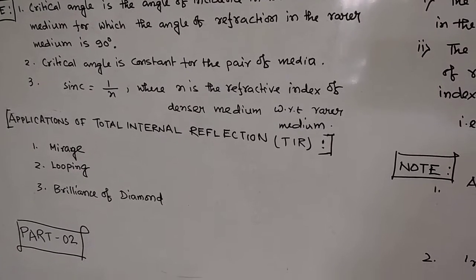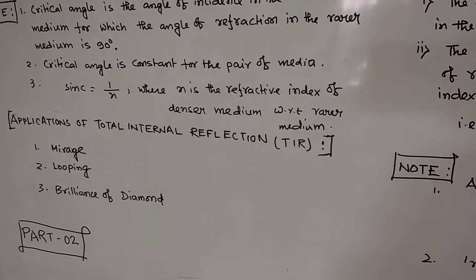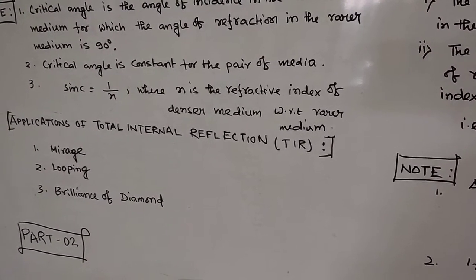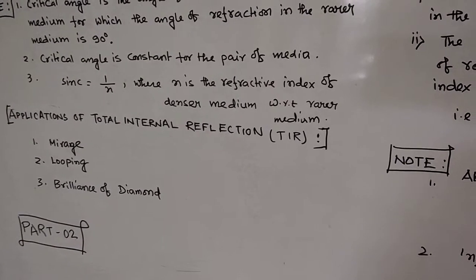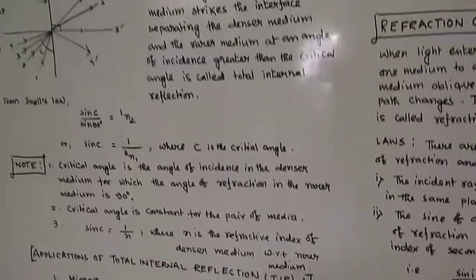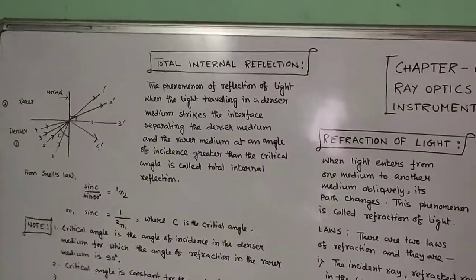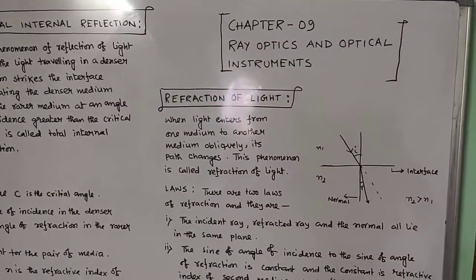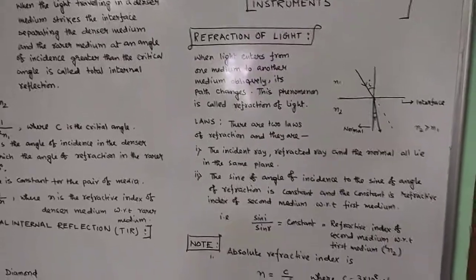And the third one is the brilliancy of diamond. It comes from the critical angle part. Please go through these three phenomena in your textbook if you want to know the details. So this is all about it. Please go through it, try to find answers to your queries, and put your queries if you have any.